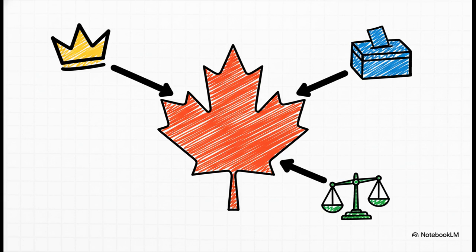So think of Canada's government like a 3-in-1 deal. First, it's a constitutional monarchy. That tells us who our formal head of state is. Second, it's a parliamentary democracy. That explains how we pick our leaders. And third, it's a federal state, which is all about how power is divided up across the country. Let's dig into that first piece right now.